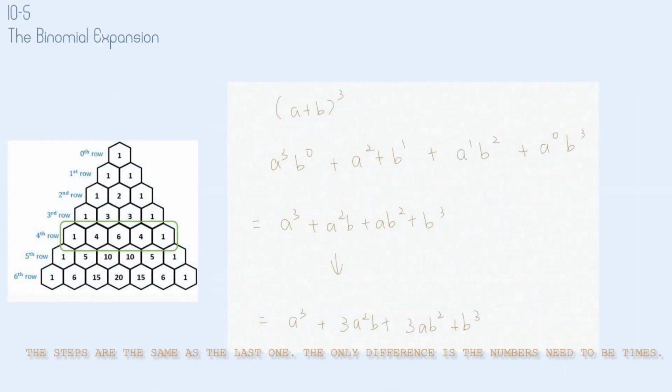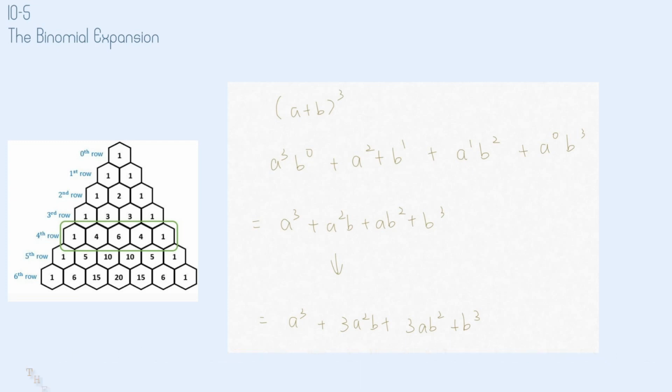The steps are the same as the last one. The only difference is the numbers to multiply by. The exponent is 3, so we need to multiply by 1, 3, 3, and 1. Then we get the answer.